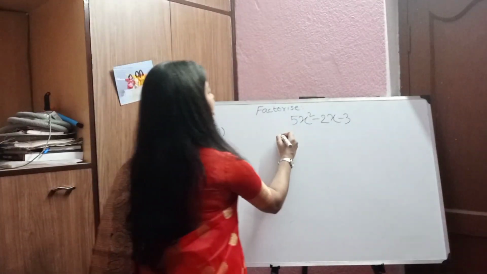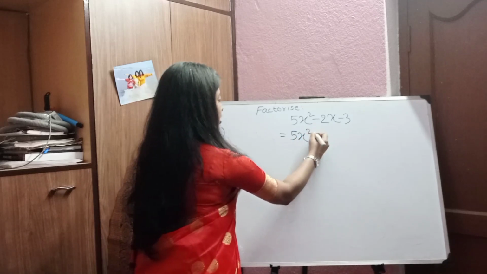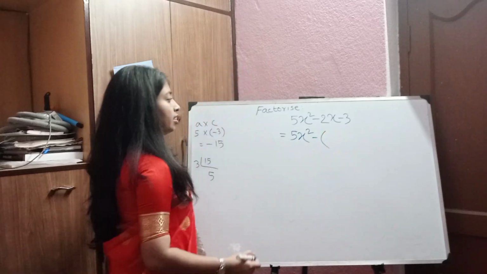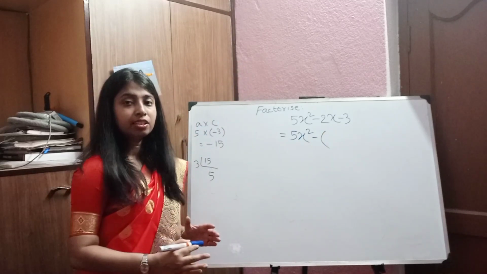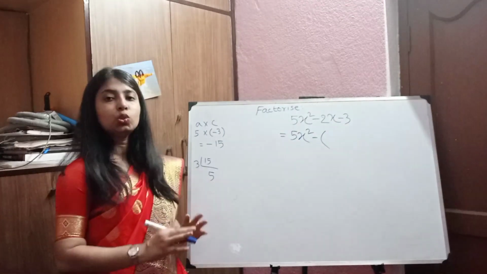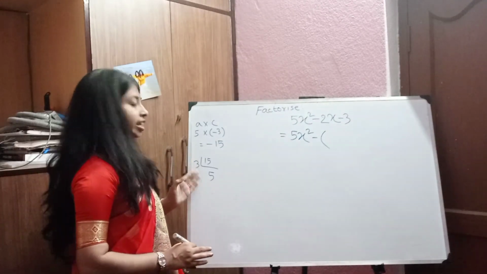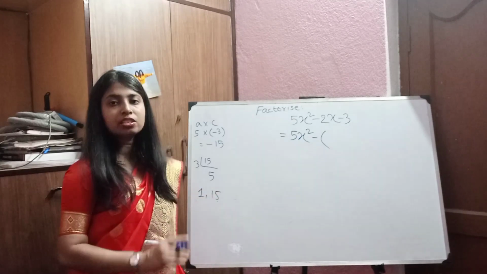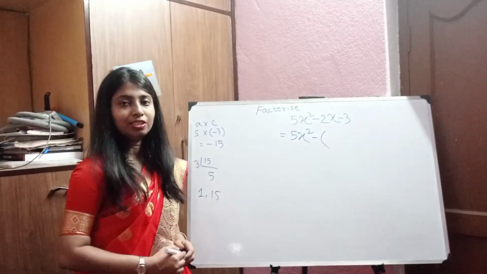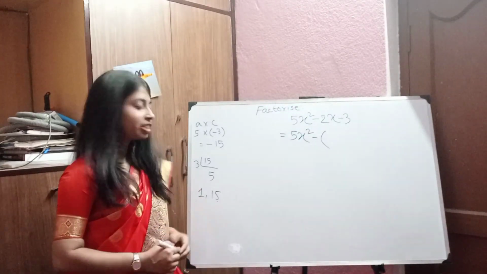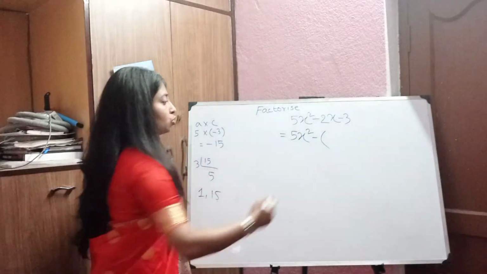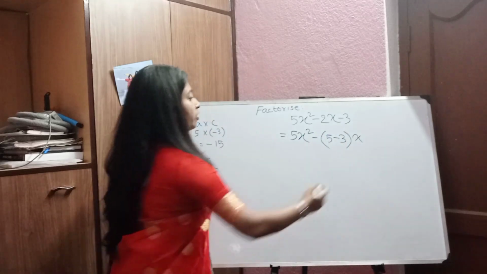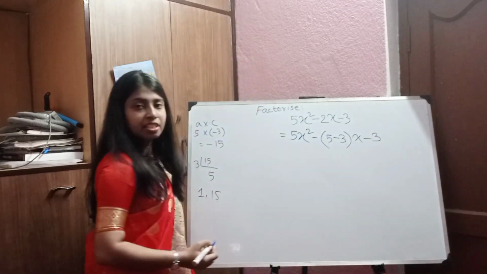So in the next step, we will write 5x square as it is. Now there is a minus sign. So we will give the minus sign and we will give a bracket. Now we have to subtract the chosen factors and make 2. So we have only 2 factors, 3 and 5, and we also have 2 more factors, 1 and 15. So 15 minus 1 is definitely not 2, it's 14. 5 minus 3 is 2. So if we subtract 3 from 5, we get the middle term, that is 2. So we will write 5 minus 3, we'll close the bracket and we will give x. The third term we will write as it is, minus 3.